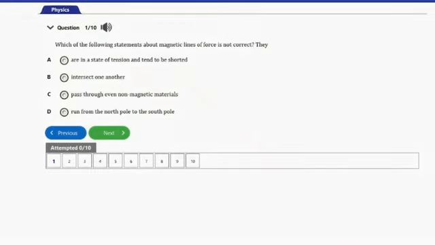In today's video, we have here at least 10 questions to answer on the topic magnetic field. So guys, this video will be about the concept of magnetic field. So stay till the end of this video. Let's go ahead and start with the first question here.